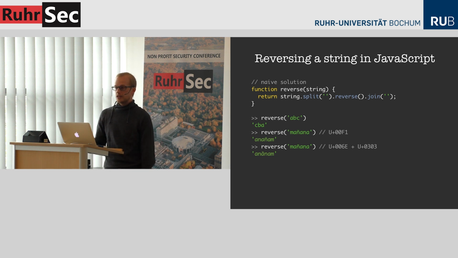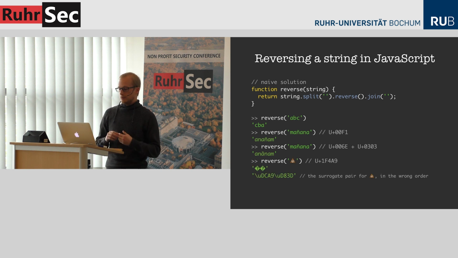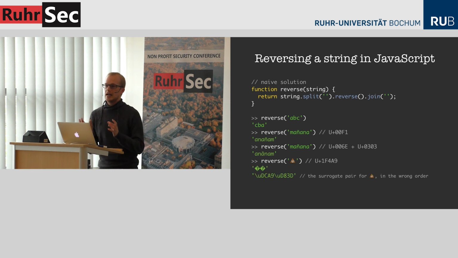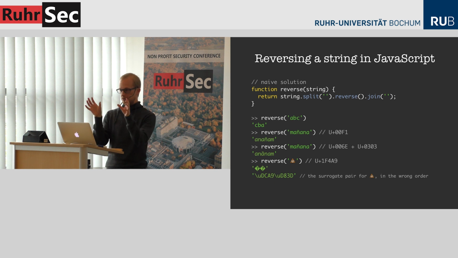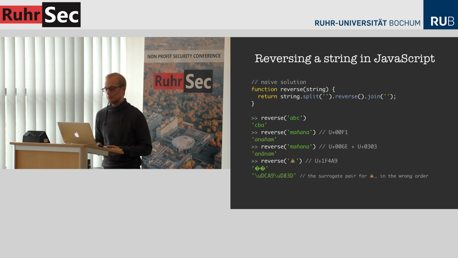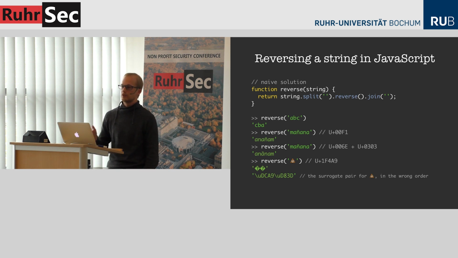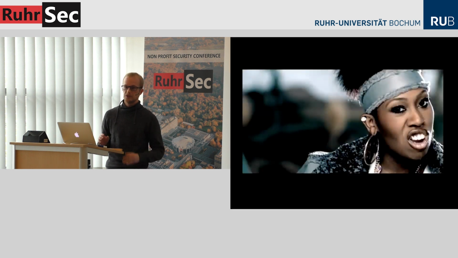And finally, if you try to reverse an astral symbol, like the pile of poo, now we know that this consists of 2 surrogate halves in JavaScript, right? So you still have the surrogate pair, but now it's in the wrong order. So the reversed string won't even contain the original symbol anymore. This is a form of data loss. In other words, even something as seemingly simple as just reversing a string becomes really tricky if you need full Unicode support in JavaScript.